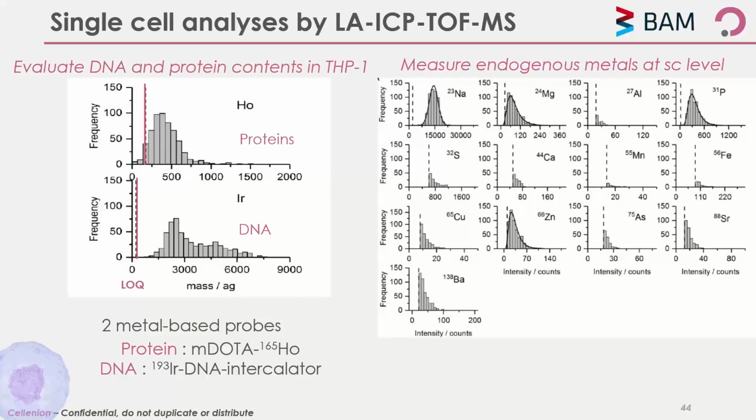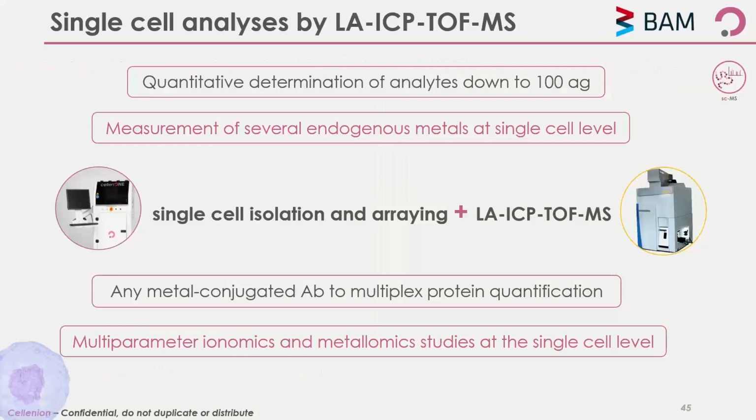So what they did in this experiment is that they used two metal-based probes to identify either protein or DNA content in cells, but as well they were able to measure endogenous metal at the single cell level. So using the CellenONE to isolate and array single cells in combination with laser ablation ICP TOF-MS allows quantitative determination of analytes down to 100 attogram. So we are able to measure several endogenous metals at the single cell level, but also to use any metal conjugate antibody to multiplex protein quantification. So to have ionic and metallomics multiple parameter study at the single cell level.